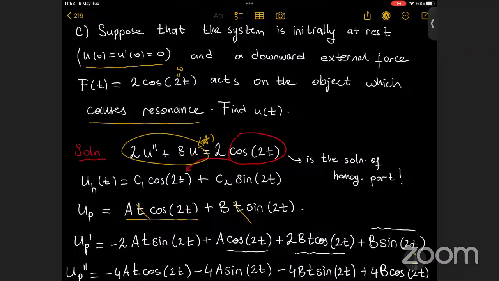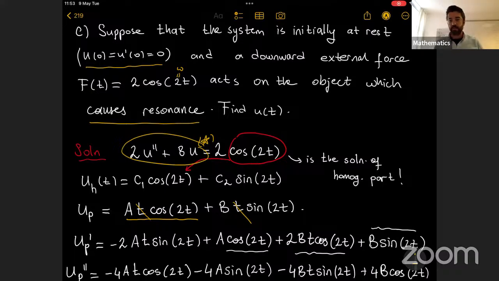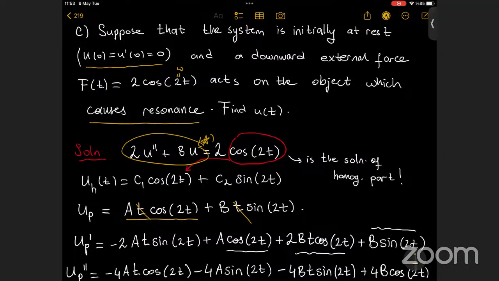Because cosine 2t is the solution of the homogeneous part. So if the right-hand side is the solution of the homogeneous part, to get the particular solution, we try the next one, which is more similar to cosine 2t, and this is going to be t times cosine 2t, okay? All right, good.